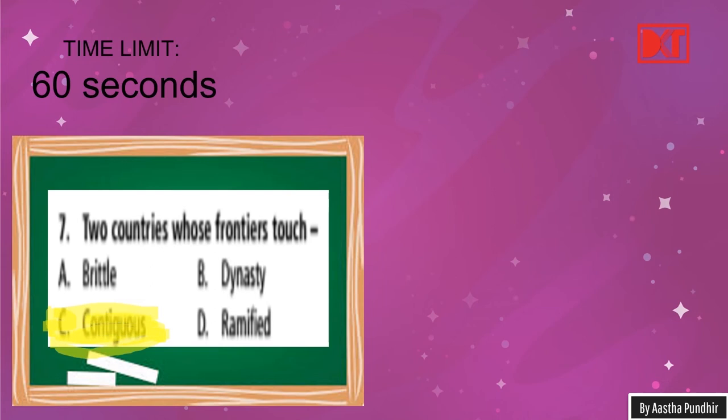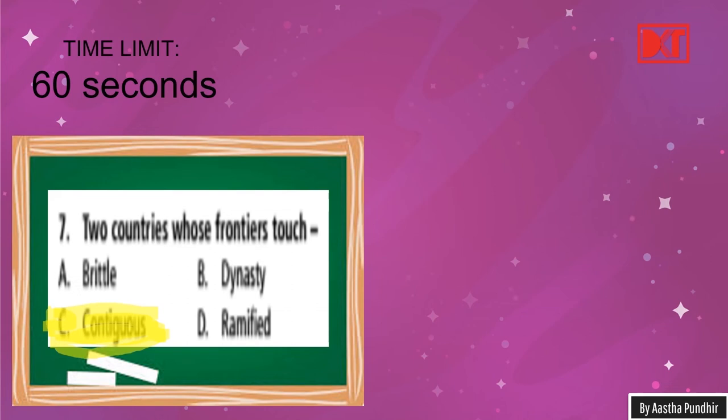Okay, like India and Pakistan, their borders touch. They are contiguous. India and Nepal, our borders touch. Contiguous. India and China, our borders touch. So contiguous. Okay. Then we have brittle. Brittle is an adjective, usually used for bones. Bones are actually hard, but they are breakable, right? So that's brittle. Bones are brittle.